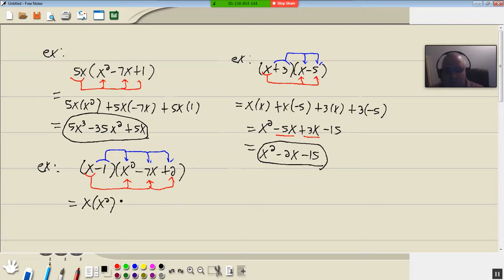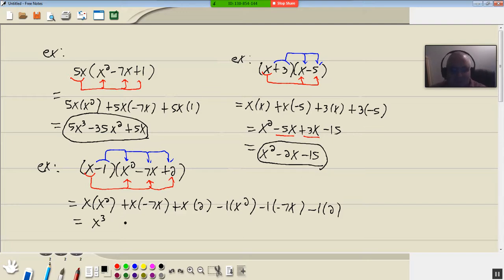X times x squared. You have x times negative 7x. You have x times 2. Then you take negative 1 times x squared. I'm doing my blue lines now. Take negative 1 times negative 7x. And negative 1 times 2. And since I've started down this road, let me go ahead and finish it.